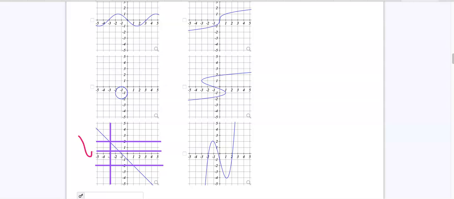And this one over here, while it passes the vertical line test, every vertical line you draw through this graph will only intersect once, so this one is a function. However, it's going to fail the horizontal line test, and that horizontal line test means that it's not one-to-one, even though it's a function. So you can see the fail because it hits more than one time.